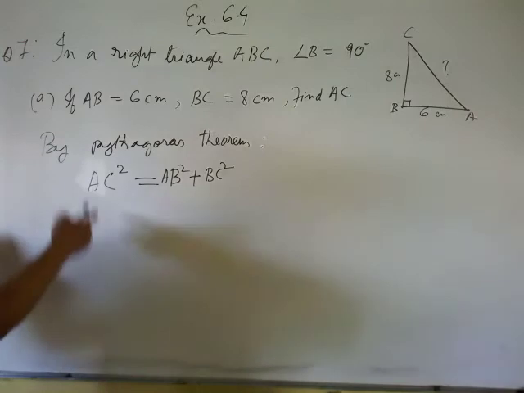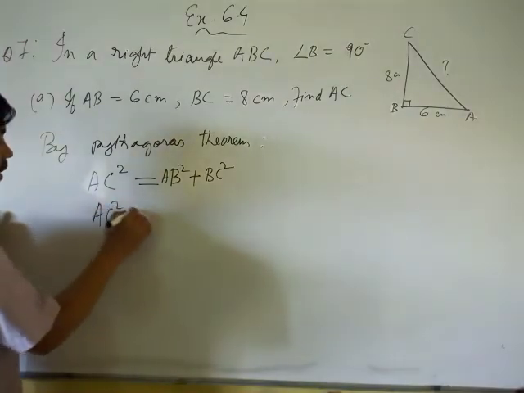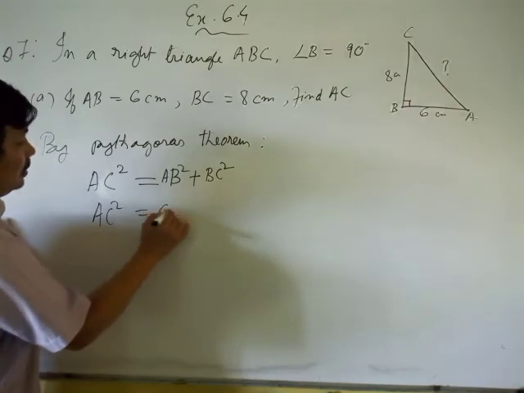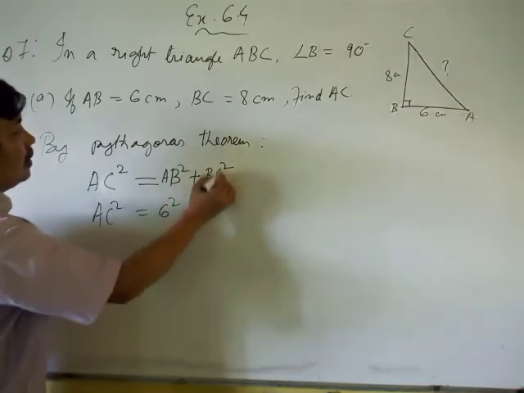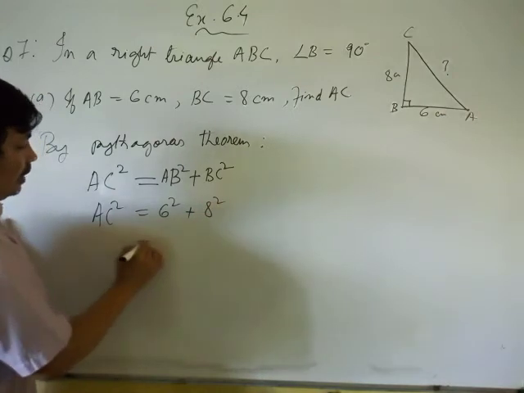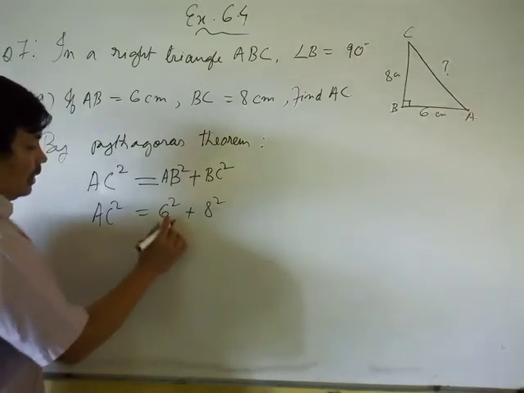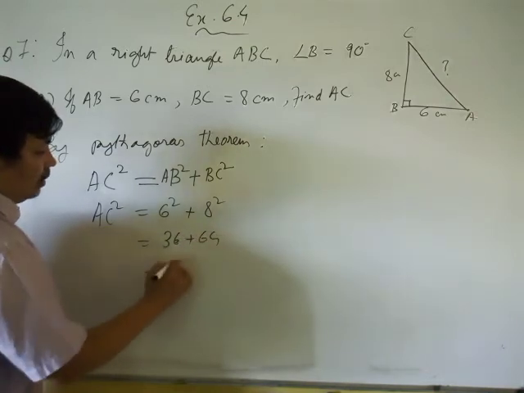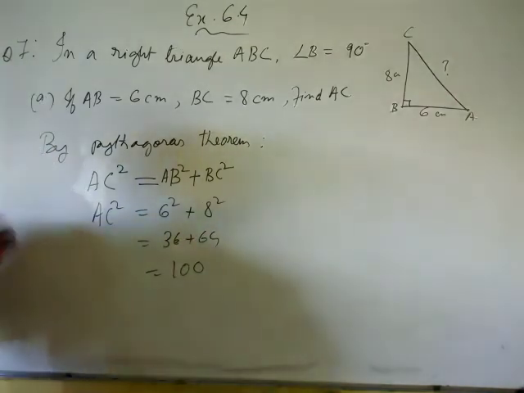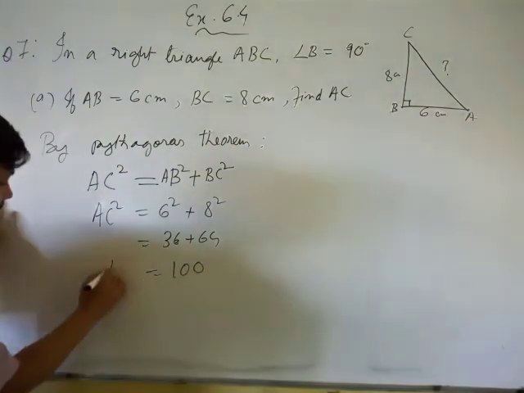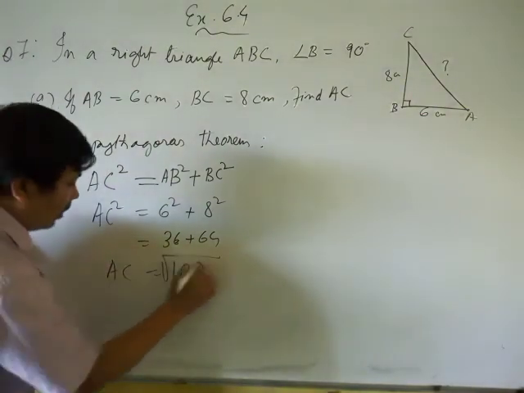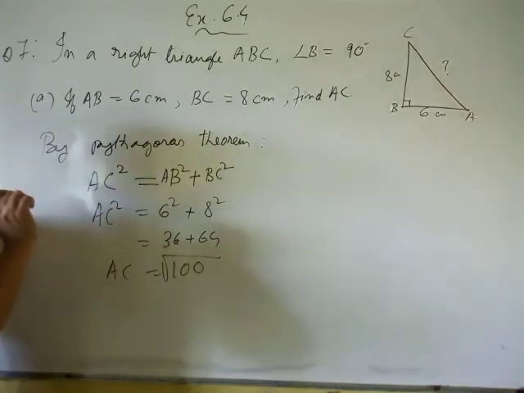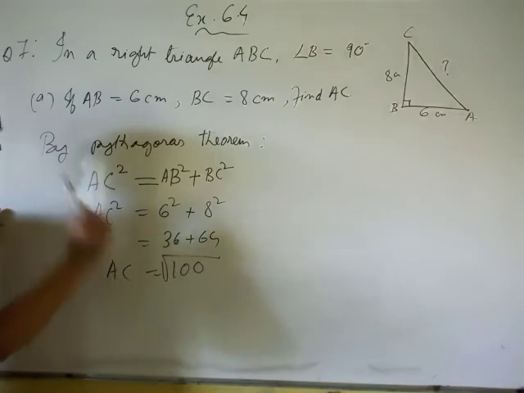So let's find out AC square. AB is given as 6, that is 6 square. BC is 8, 8 square. Take the square of these two numbers. 6 square is 36 plus 8 square is 64. How much do we get here? You get 100. 100 is a perfect square number. AC will be square root of 100. The square goes over and becomes a square root.